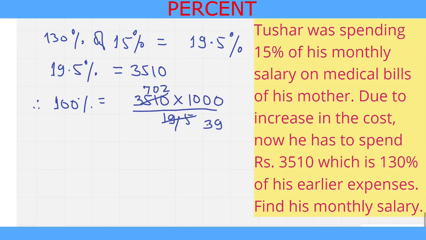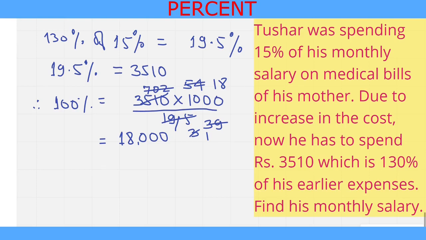Now 13 divides 39 for 3 times and 13 divides 702. 13 times 5 is 65. Remaining is 5. We carry 2 and 13 times 4 is 52. And 13 divides 54 for 18 times. So this is equal to 18,000. Thus the salary of Tushar is 18,000.